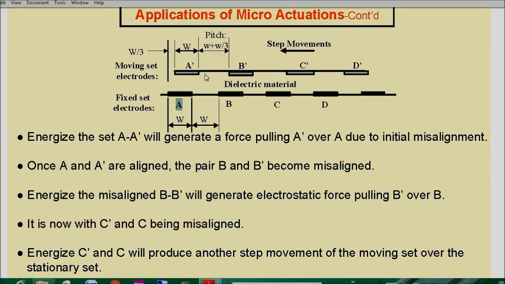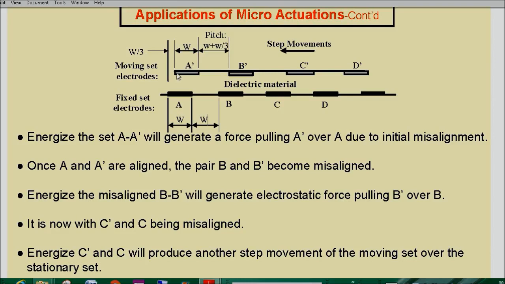This is the electrode distance, and what is maintained here is W plus W3 in the case of A dash and B dash, but if you look at this in the case of A and B, it is not W plus W3, it is W. So you see this arrangement, you have to do it. Here it is W, here it is W, and here the distance between these two is W plus W3.